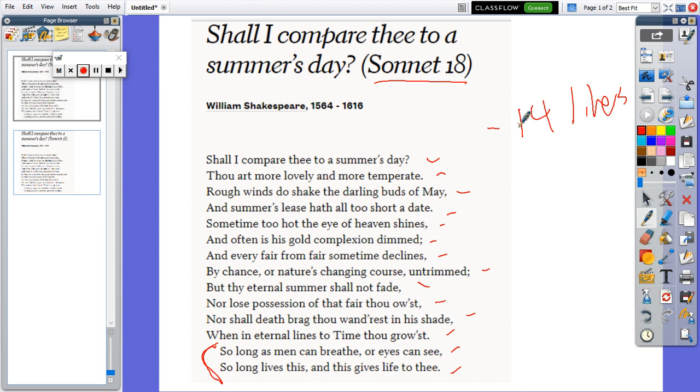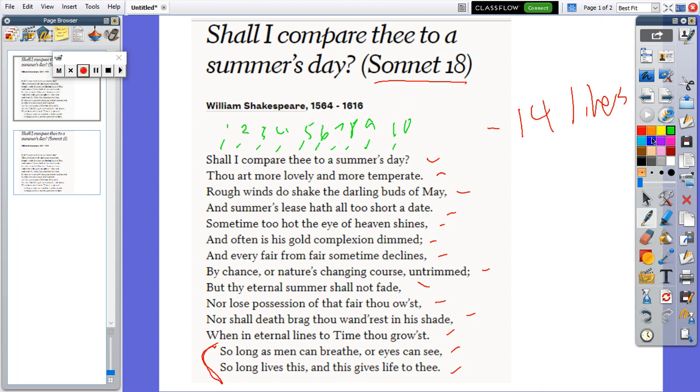The second thing that you have to do is ask, is it in iambic pentameter? So how do you know something is in iambic pentameter or not? Well, the best way to do it in layman's terms is to basically count the number of syllables. And so when I look at the first line of the poem, I'm like, shall I compare thee to a summer's day? And when I count, I have 1, 2, 3, 4, 5, 6, 7, 8, 9, 10 syllables.